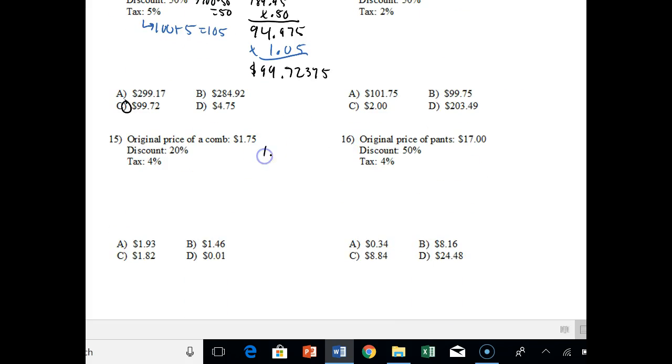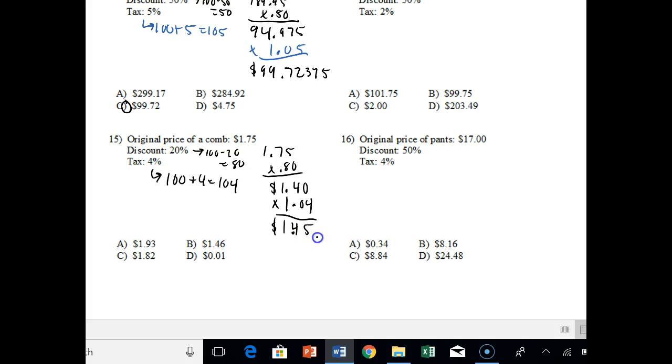All right, one more. So I have 175. You got a discount of 20, so that means 100 minus 20 means I'll pay 80% of the price, so times 0.80. That's $1.40 or 1.4. All right, and then of that $1.40, I'll pay 100 plus 4 or 104% of that price, so times 1.04. So times 1.04 gives me $1.45. We'll call it 46 cents because that will round up. So B.